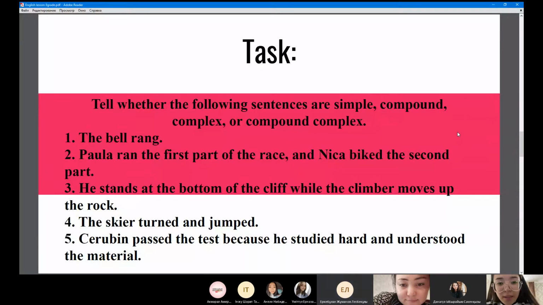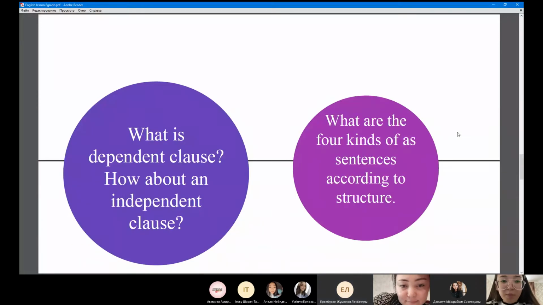And the next one is answer the questions. Gulnaz, what is a dependent clause? A dependent clause is a clause that cannot stand alone as a complete sentence because it doesn't express a complete thought. Like all clauses, a dependent clause has a subject and a verb.